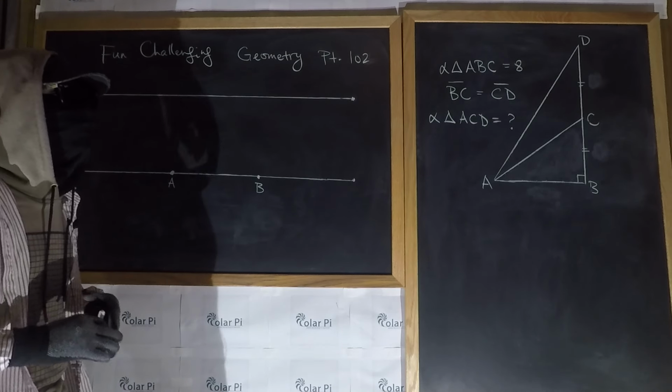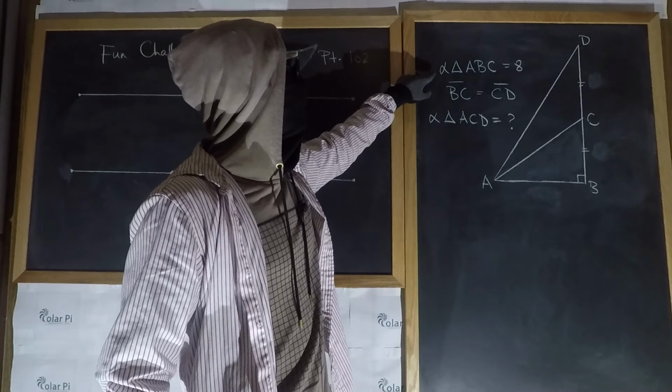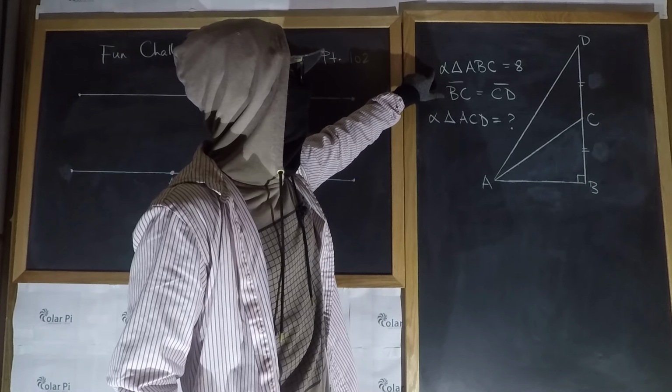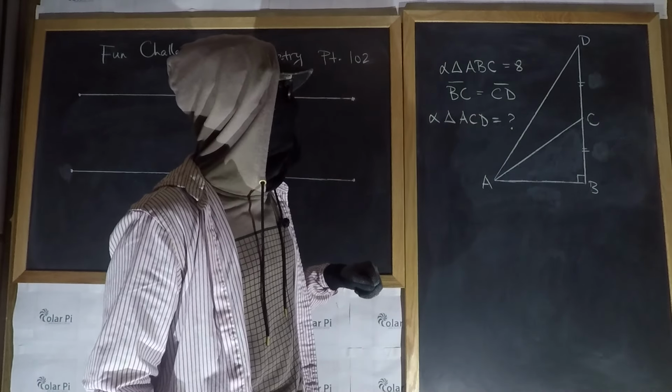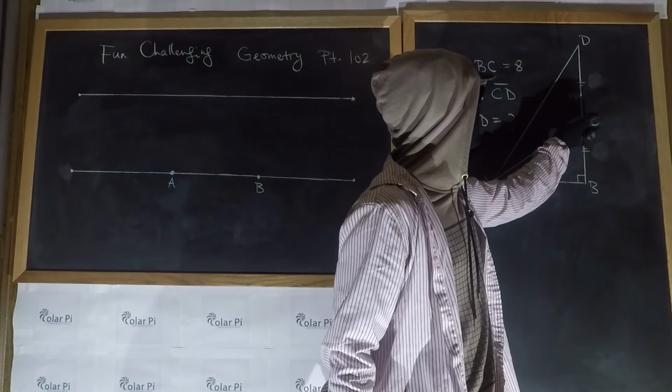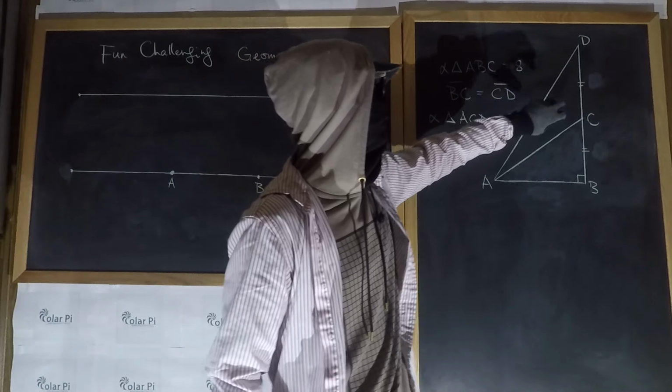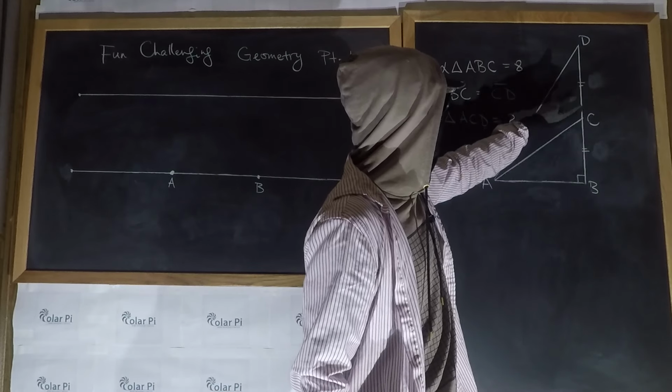Okay, cool. So we're told that the area, and that's what I mean by alpha, the area of triangle ABC, the right triangle here, is equal to 8, and then we're told that BC is equal to CD, and then we're asked for the area of this triangle above the right triangle.